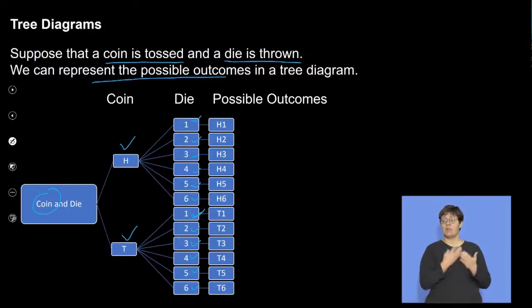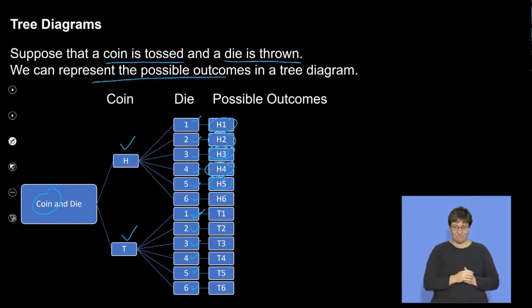Now the possible outcomes can be head 1, head 2, head 3, head 4, head 5, head 6. And tail can come with 1, tail can come with 2, tail can come with 3, tail can come with 4, 5, or 6. Are we all together? Those will be the possible outcomes.